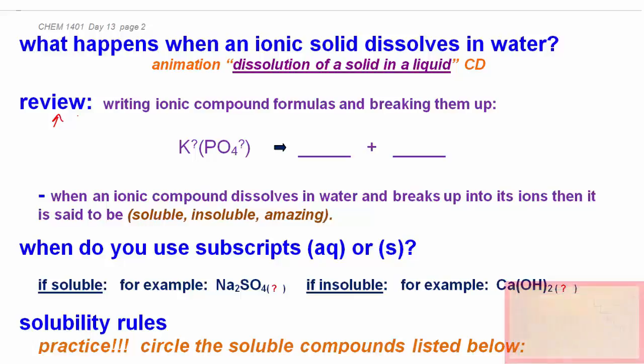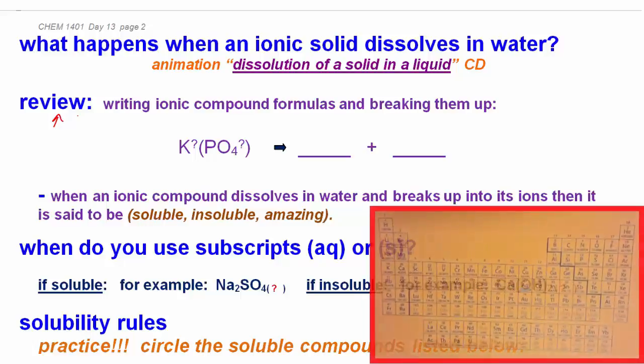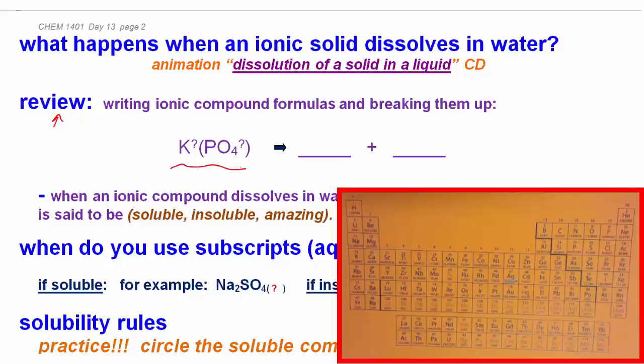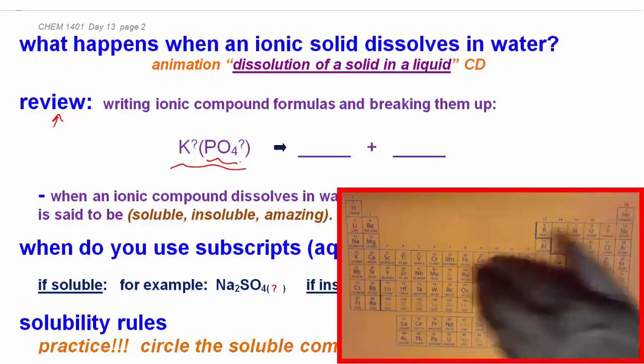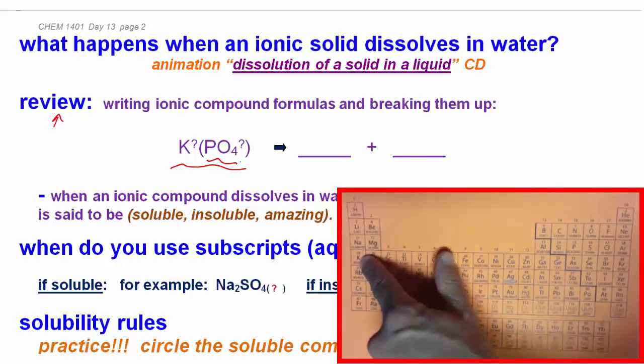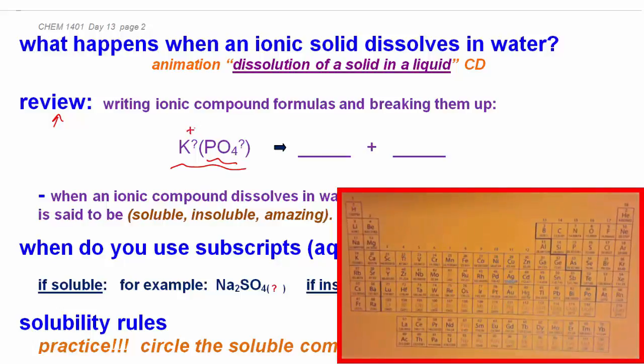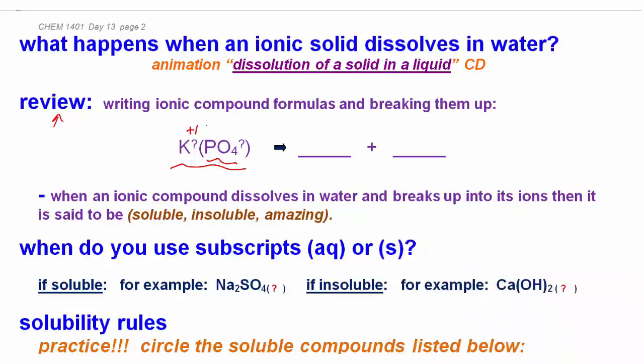Let's do a little review, writing ionic compound formulas and breaking them up. Here's a compound. Do you remember how to name it? K is potassium. This is phosphate. So potassium is in group 1, has a charge of +1, like all the metals in group 1. Phosphate, you had to memorize that polyatomic anion, has a -3 charge. And remember, those charges just became subscripts. Okay? So when we break it up into its ions, you'd actually have 3 potassium ions and 1 phosphate anion. And you can write the 1 or not.